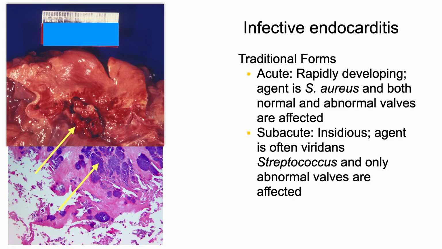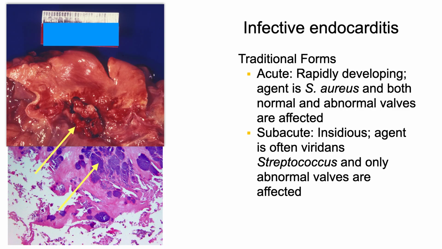It can affect normal and abnormal valves, whereas subacute are more insidious organisms like viridans streptococci, things you get from brushing your teeth, dental procedures, things like that. The vegetations tend to get bigger because they can grow longer, and they don't present as acutely. So understanding the two traditional forms can be useful to understanding the spectrum of the disease process.